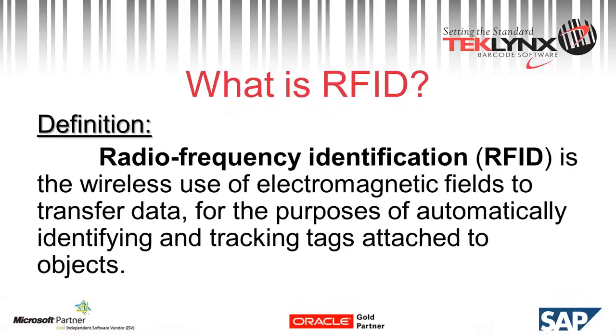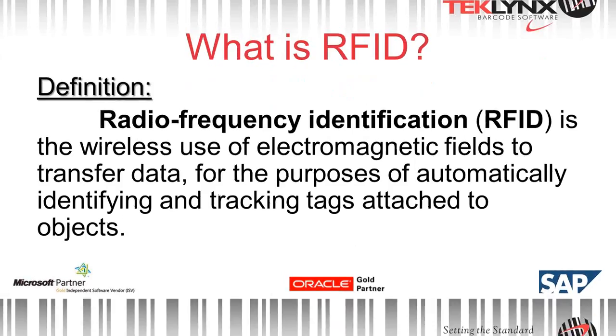Okay, so to get started, we want to ask the question, exactly what is RFID? One way to do that is to just literally look at the definition. RFID is an acronym for radio frequency identification. Basically, it is the wireless use of electromagnetic fields to transfer data, usually done for the purposes of automatically identifying and tracking tags attached to objects. So great, that's the definition. Kind of detailed, and it doesn't really clarify all that much. So what does that actually mean?